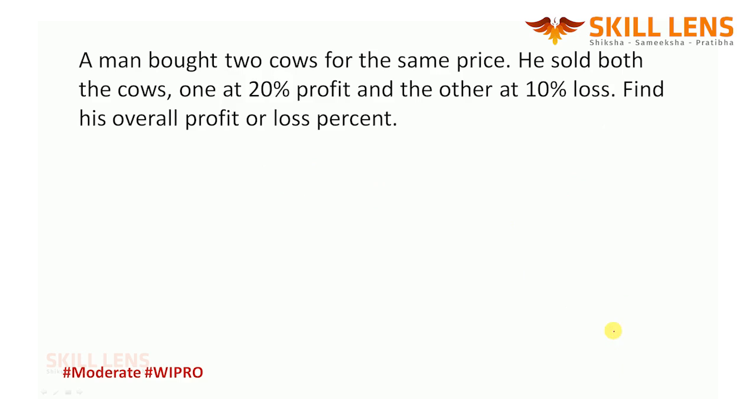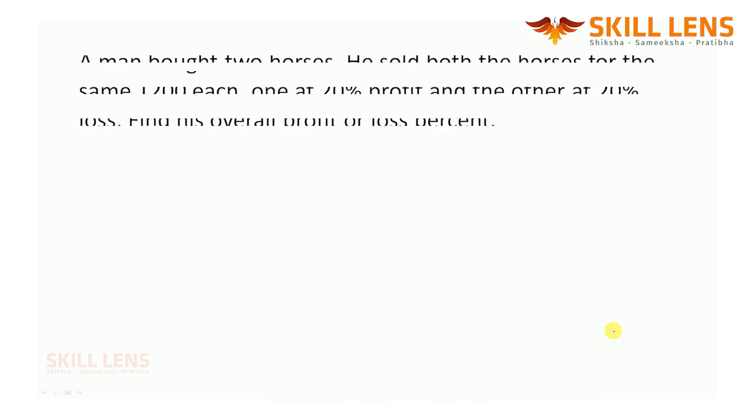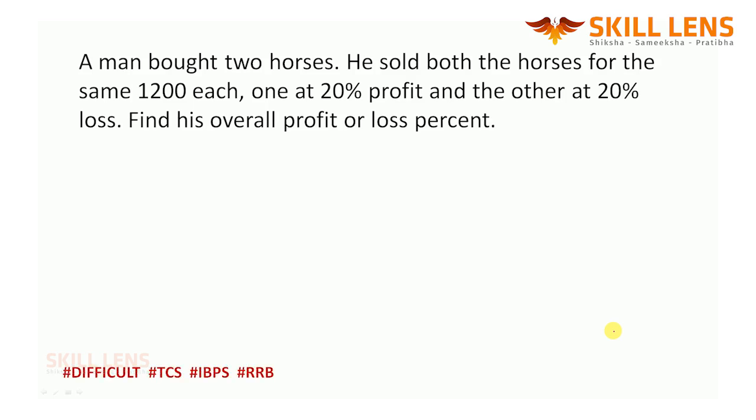Okay, let's go to the next question. It's a bit difficult question. These types of questions have been asked in TCS, IBPS and RRB PO. Guys, look here. A man bought 2 horses. He sold both the horses for rupees 1200 each. So first horse and second horse.